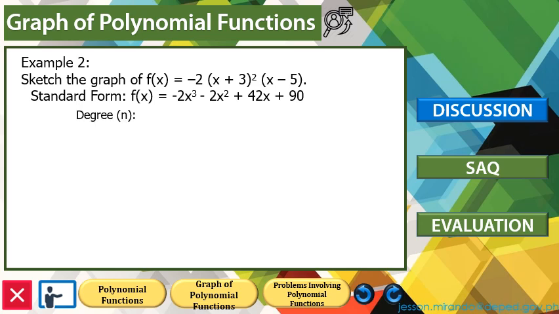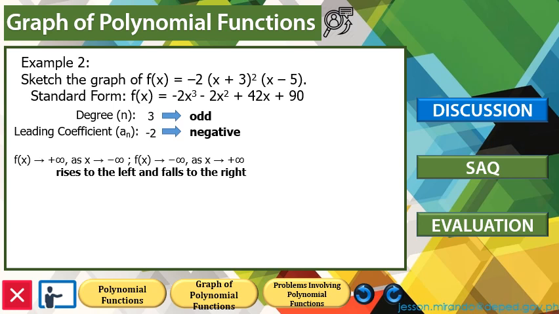Identify the degree and the leading coefficient. As you can see, the degree is 3, which is odd. The leading coefficient is -2, which is negative. Therefore the end behavior of the graph rises to the left and falls to the right. This is the sketch of the graph of the function.